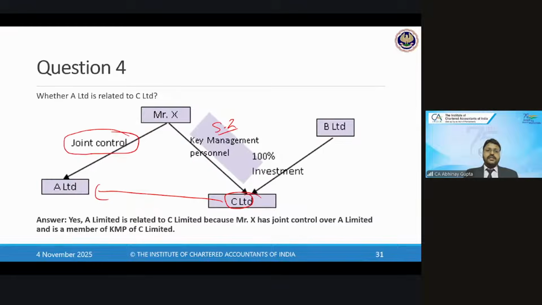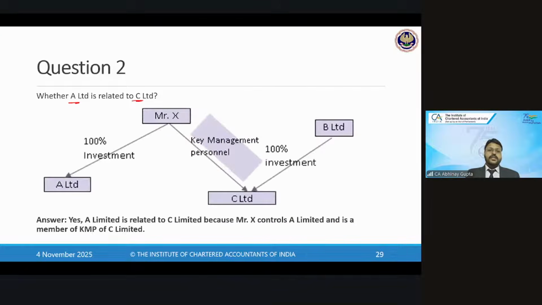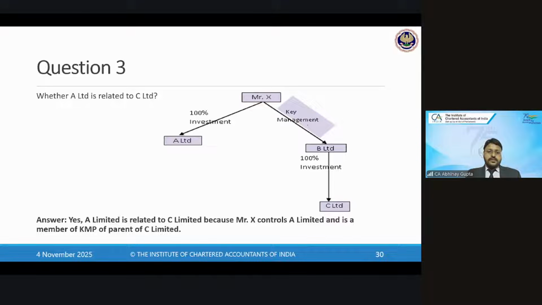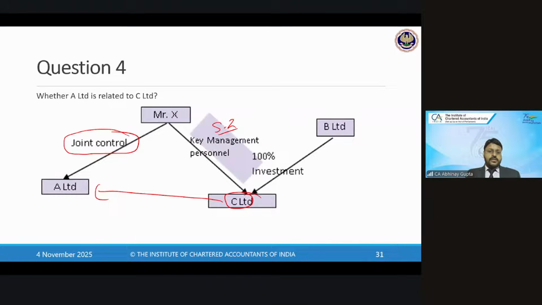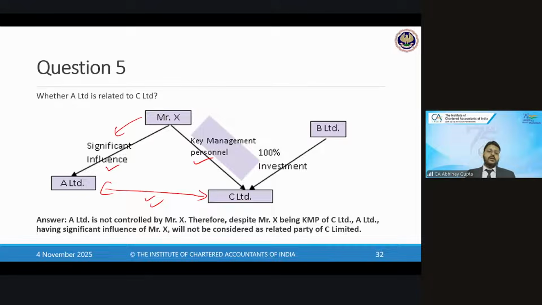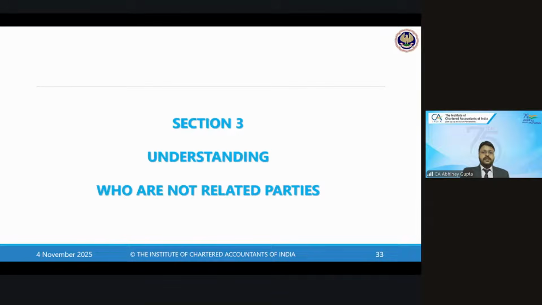Right? So what is the key learning in these four examples? Number one, control was there at one side, KMP was there at another side. Same goes in this question, right? Then joint control was there on one side, KMP was there on another side. But in this case, SI on one side and KMP on another side. That's why it is not related, because this is not control, right? So that is the key learning.